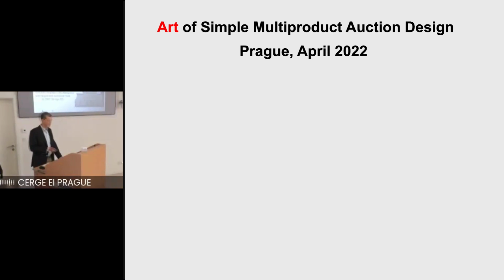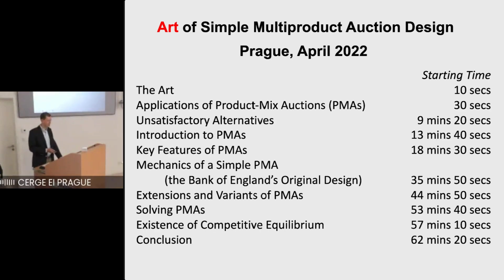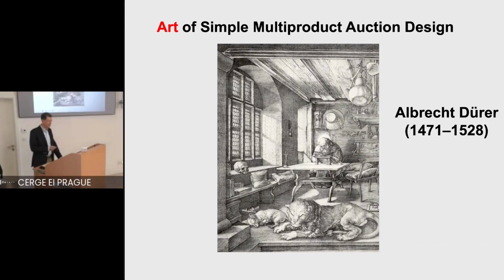So we can now begin with the art of simple multi-product auction design. And this is the art. This picture was on the wall of my bedroom as a teenager, and I will explain why later. I'm actually going to come back to this picture 4 or 5 times to illustrate my points. So if you are not interested in the economics, then maybe you can enjoy art history. But we'll begin with a little bit of economics.